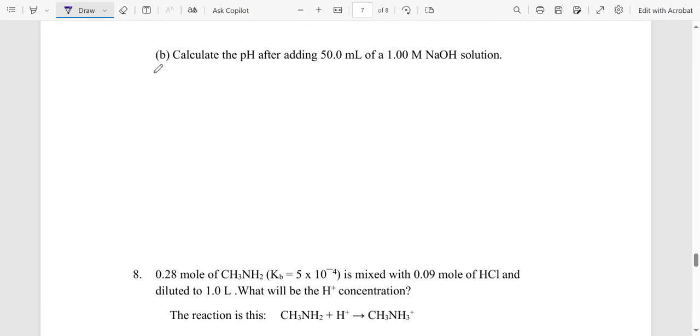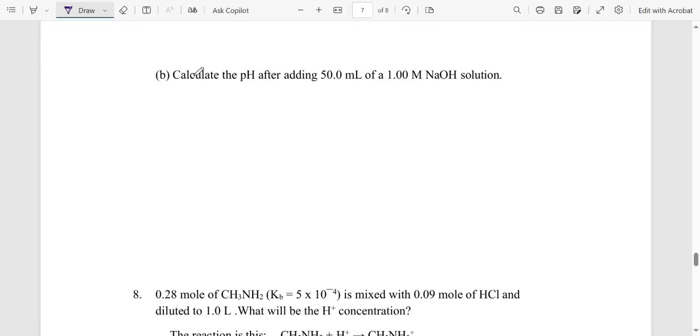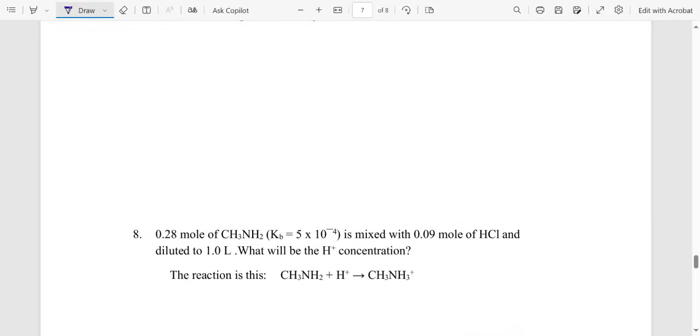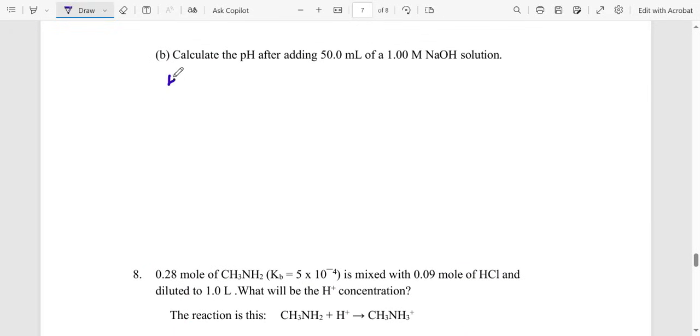So I can actually write an equation. Because this is a base that we are adding, it will react with the acid part of the buffer. The acid part of the buffer is the formic acid, isn't it? So we have got HCOOH. This guy will react with the sodium hydroxide. Sodium hydroxide is a base. An acid is a proton donor, a base is a proton acceptor. So one proton is going to move from the acid to the base.